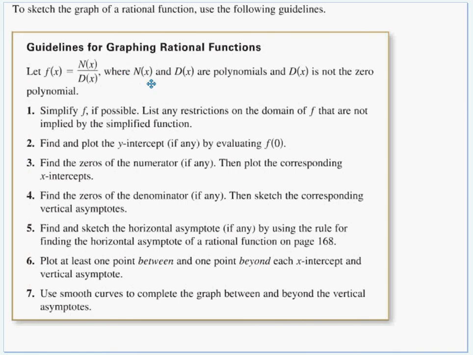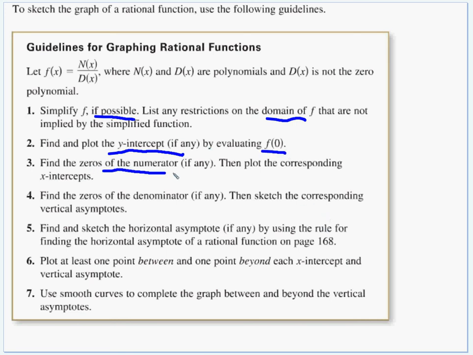First, your function is going to be a numerator and denominator. The d of x, the denominator, is not going to zero out. Simplify the function if possible. Factor and cancel. List any restrictions on the domain. No negative numbers under even radicals. 0 cannot be in your denominator. Find and plot the y-intercept. That's easy. Just plug in a 0 for all the x's.